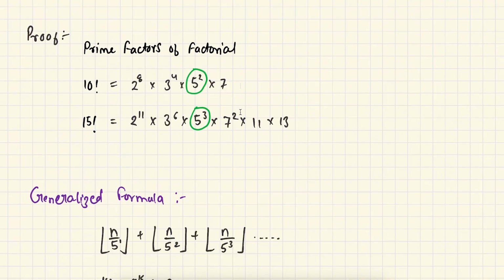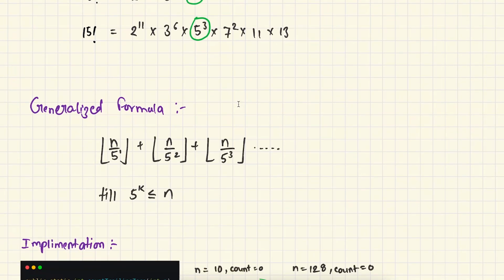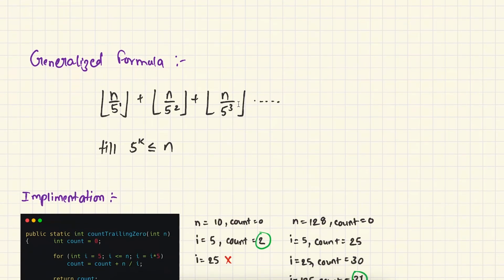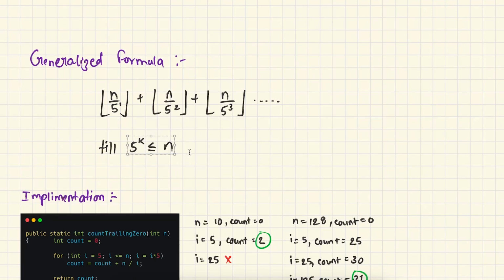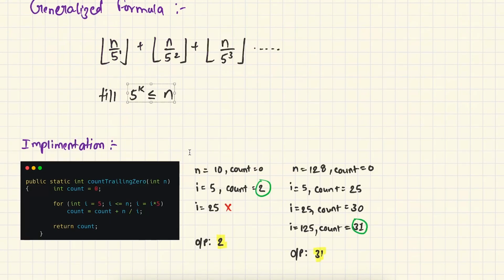So far so clear. So now let's write the generalized formula to find the number of 5s. So the generalized formula comes out to be, first divide n by 5 and take floor of it, and next divide n by next power of 5 and take floor of it, and so on and so forth. And we have to follow this process till the value of denominator is less than or equal to n. Now let's see the implementation of this formula.